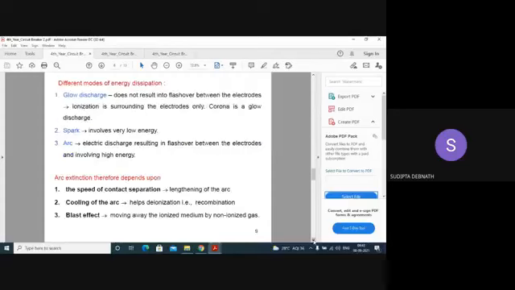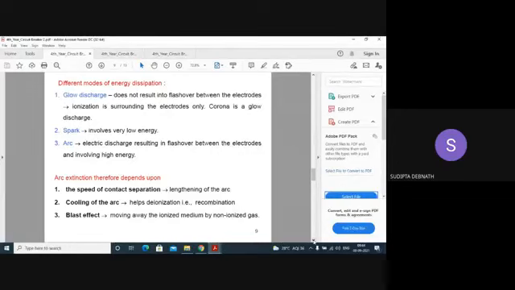Next, different modes of energy dissipation. When the dissipation is small, you see a glow discharge or spark. Corona is an example of glow discharge. Spark occurs when the energy is very low. When the energy is a little bit higher, we call it glow discharge. And when the energy dissipation is very high, we call it arc phenomena.